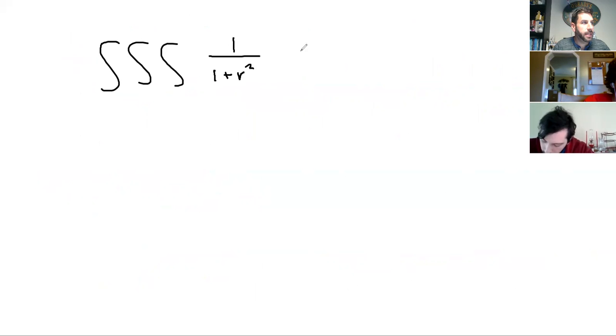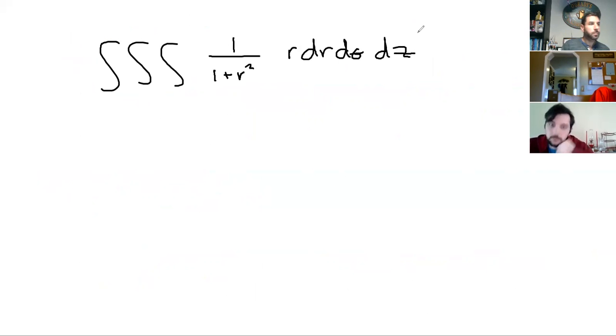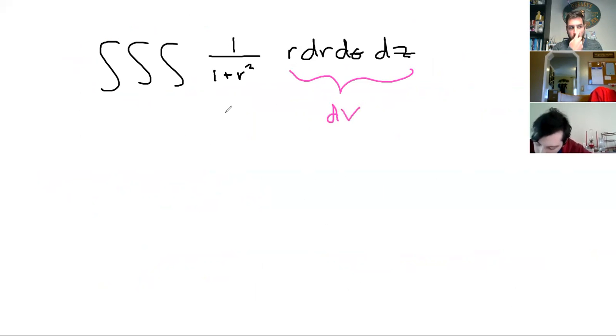And then we know what my dv is. My dv is r dr d theta dz. So notice I didn't write any bounds yet. This is the O'Grady strategy. Let me remind you, this whole creature here is dv. That's what this is, the r dr d theta dz.